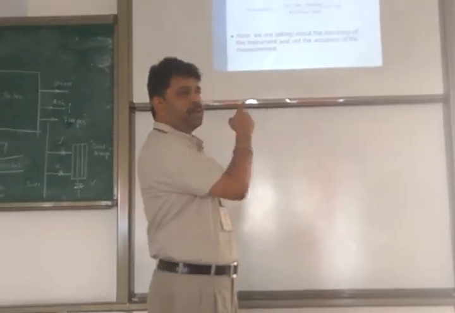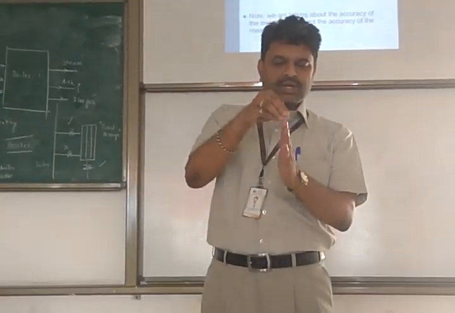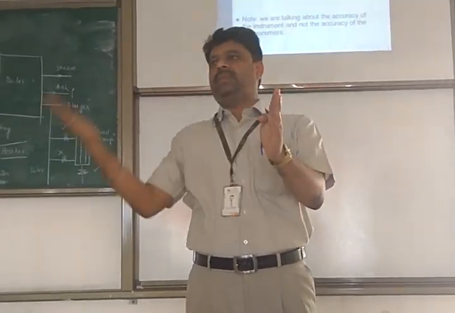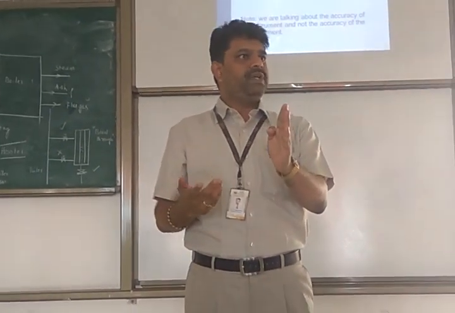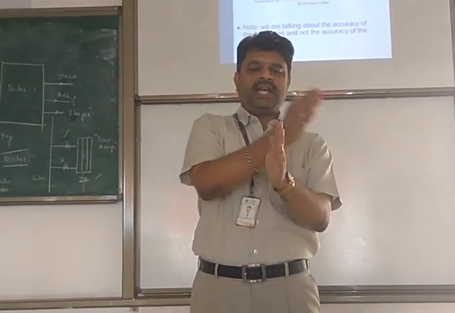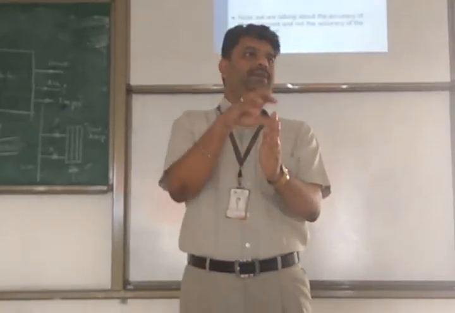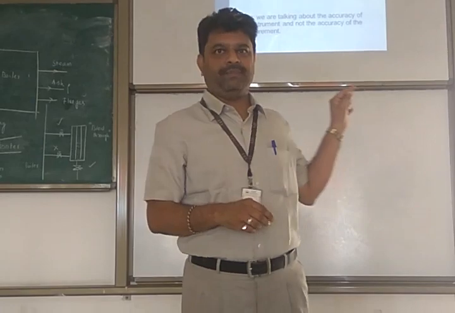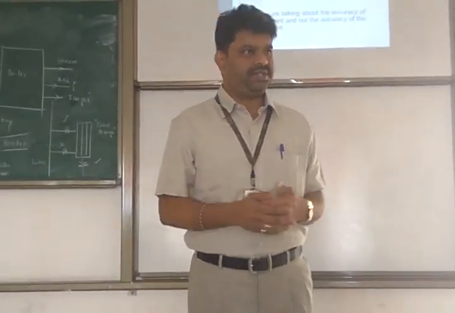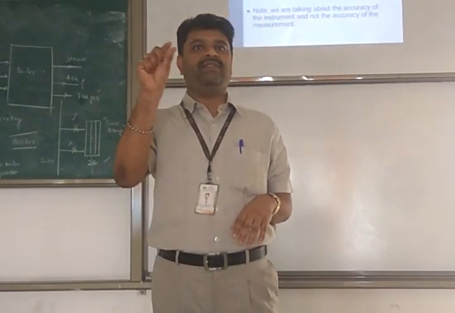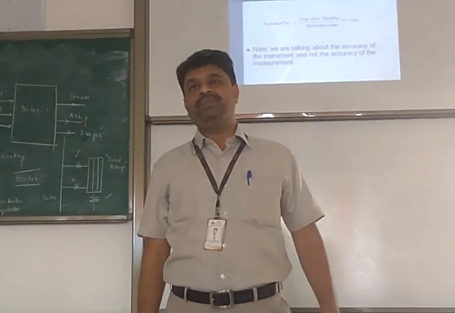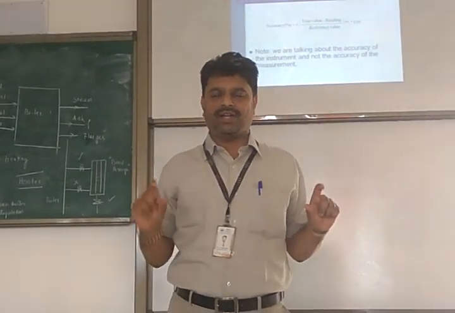And plus or minus we put because my instrument says some value, and the error can be on this side or that side. My actual true value can be lower or higher than my indicated value. That is why the plus or minus sign is given. Modulus is given because I take the absolute error for calculation into 100. Max is given because we are taking the maximum error produced by the instrument.